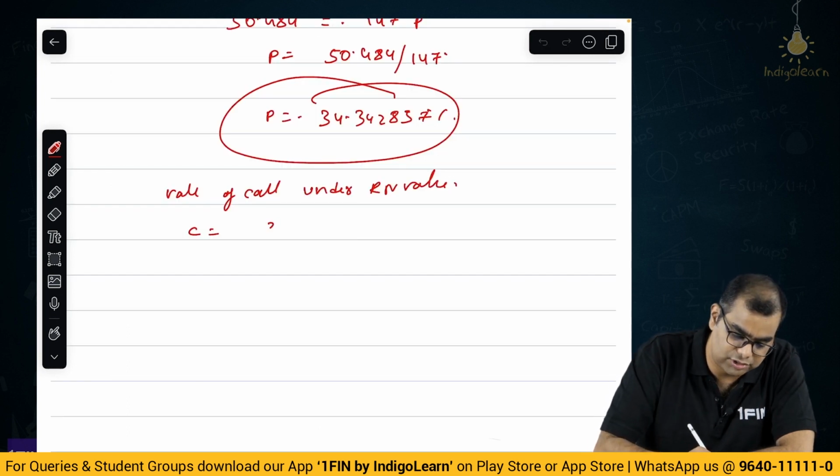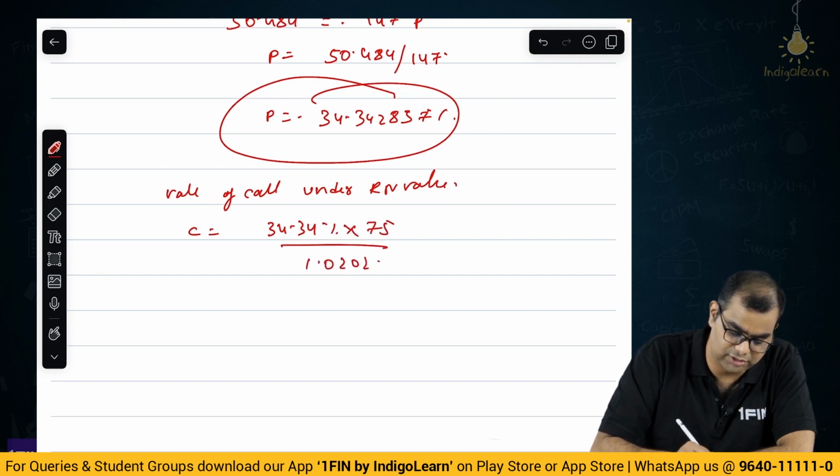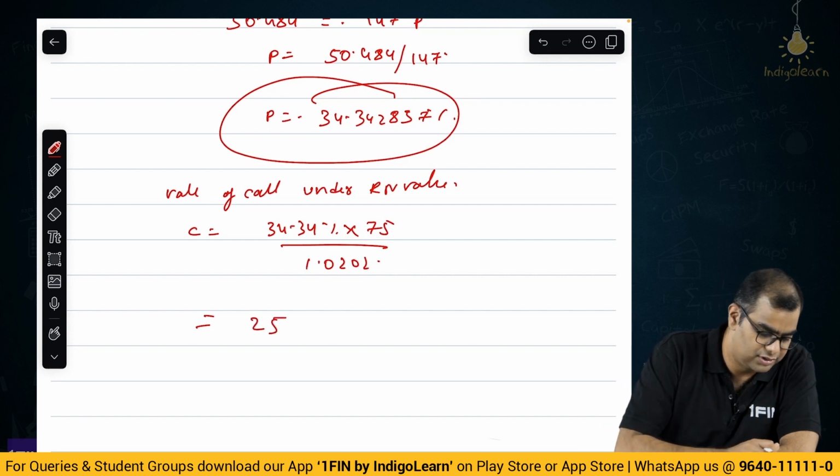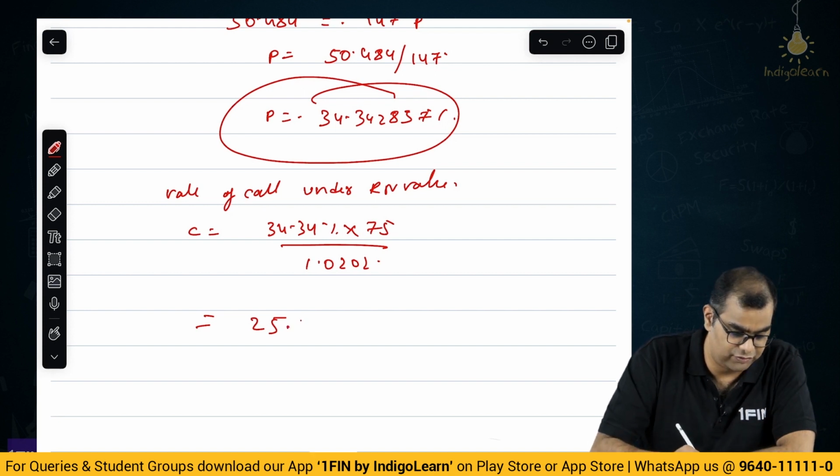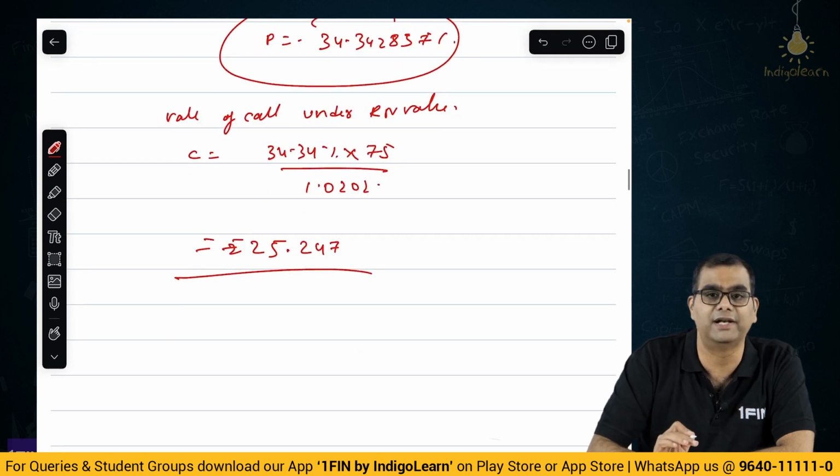Call value is equal to 34.34% into 75 divided by 1.0202. You will get the same number, which is, I am just checking it for your sake, 24.247. Okay. So in both the cases, you got the same value.